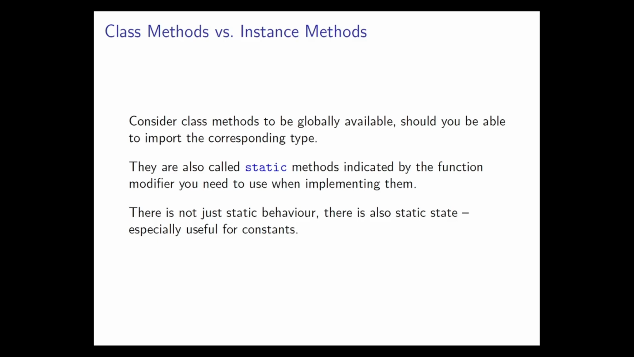What else is there to say? Yes, I mean, class methods are globally available, even if you haven't got an object, provided you can import the corresponding type. They're also called static methods, and that's because of the function modifier that you use when implementing them, as you've already seen, for example, in implementing a main method. This is about static behavior, but there's also static state, and that's useful particularly for constants.